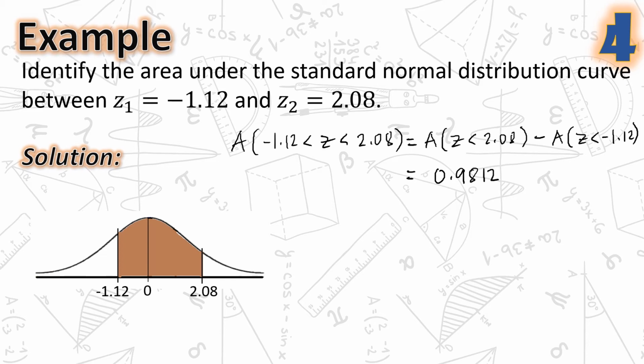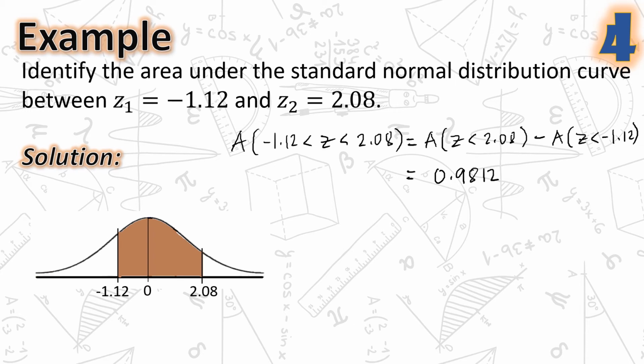On the first column, locate 2.0. Draw an imaginary horizontal line, and on the top row, locate 0.08, draw an imaginary vertical line. You will see that the two imaginary lines will intersect at 0.9812.